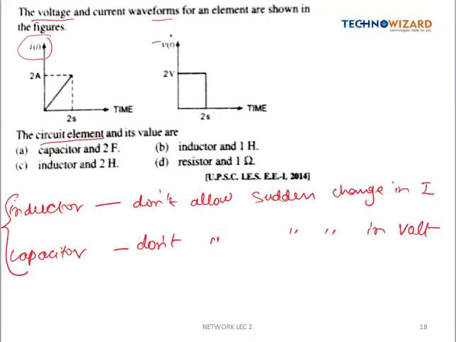And see here, in the voltage waveform the value of voltage has changed suddenly from 2 volt to 0 volt at t is equal to 2, right? So it means this is not a capacitor circuit, because if the capacitor had been present in the circuit it wouldn't have allowed the sudden change, but here the voltage is changing suddenly. It means the circuit element is an inductor. Now we need to find out its value.